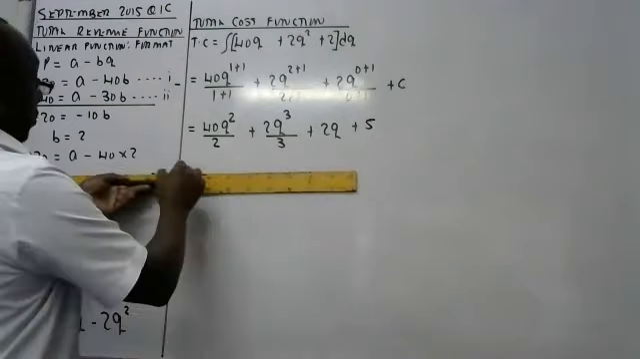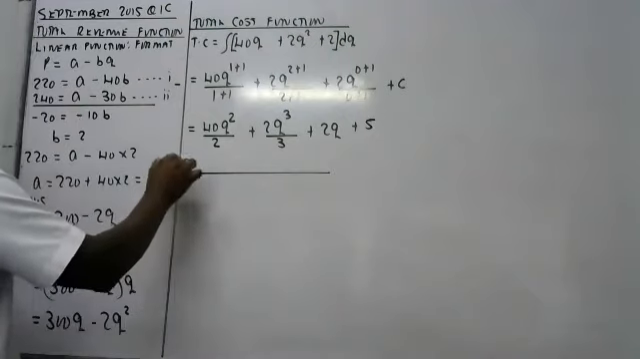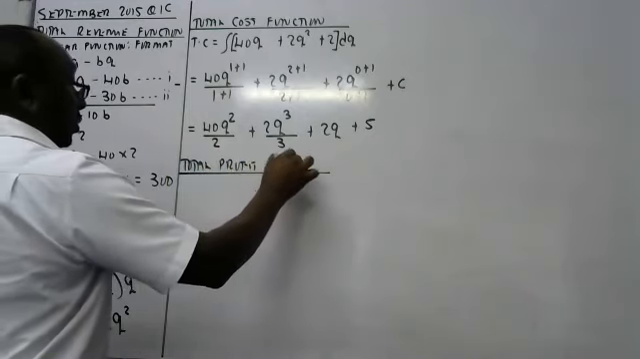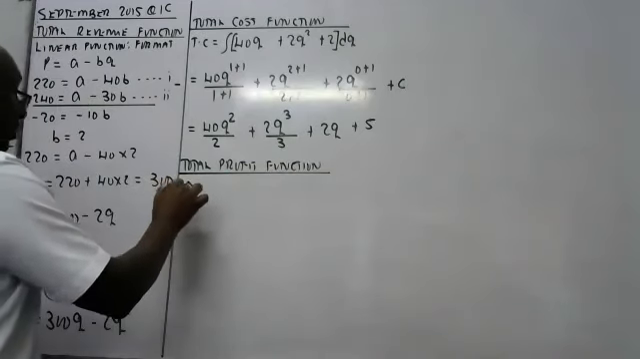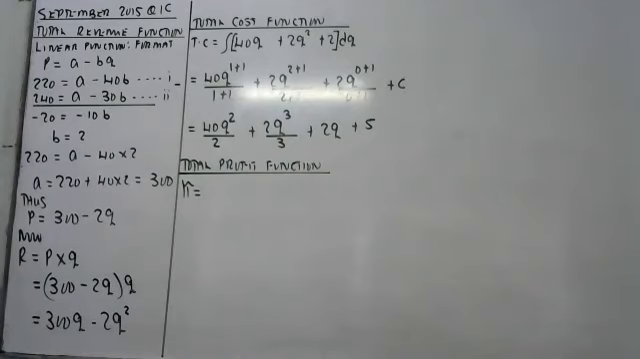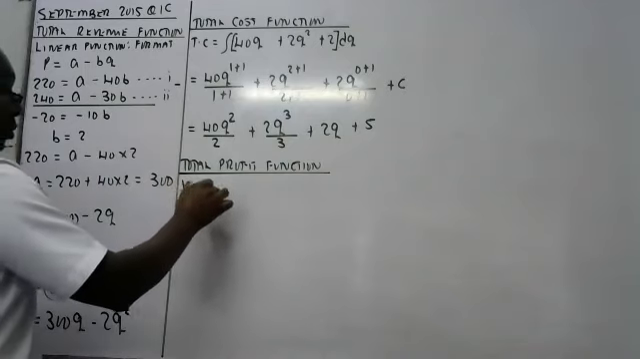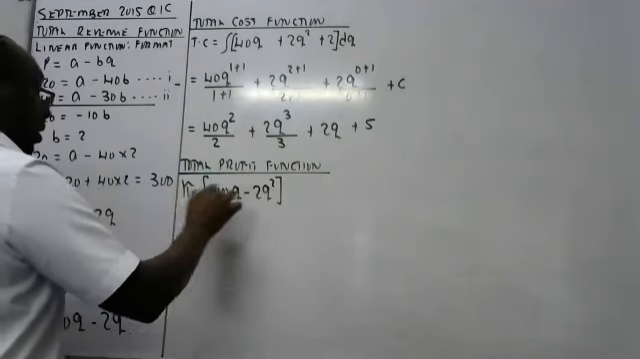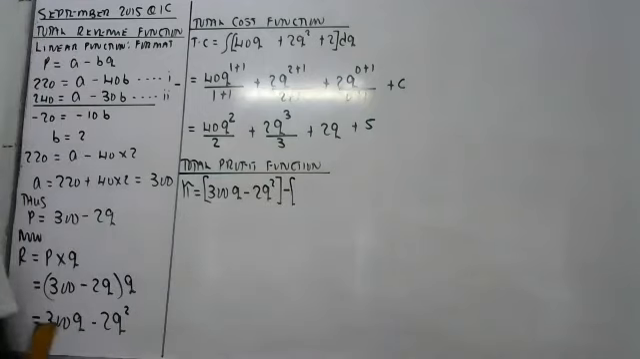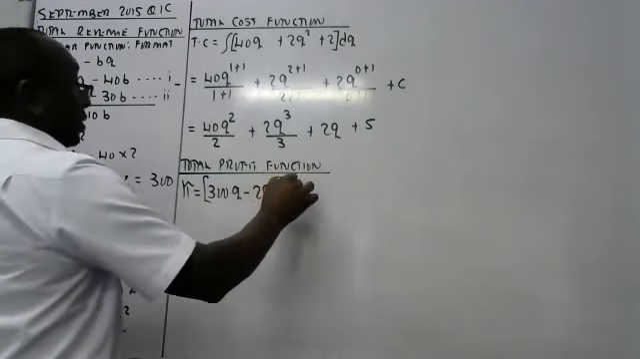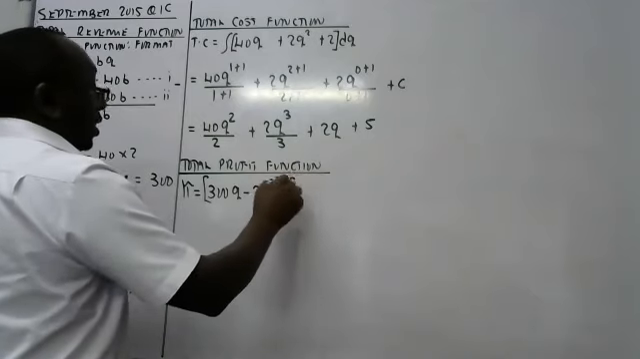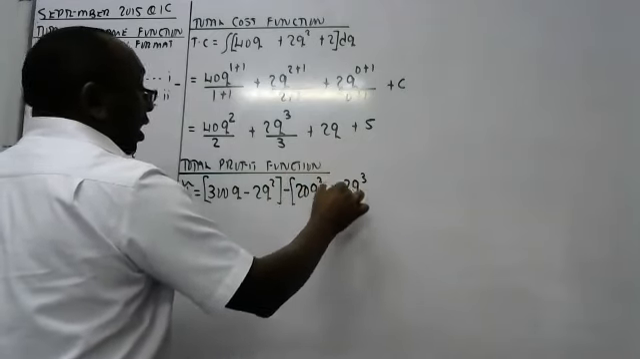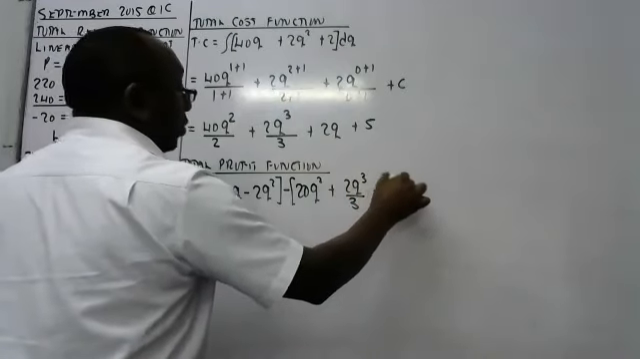Now we have the two of them, so we can go looking for the total profit function. The total profit function is the revenue, which is 300Q minus 2Q squared, minus the total cost, which is 20Q squared plus 2Q cubed over 3 plus 2Q plus 5.